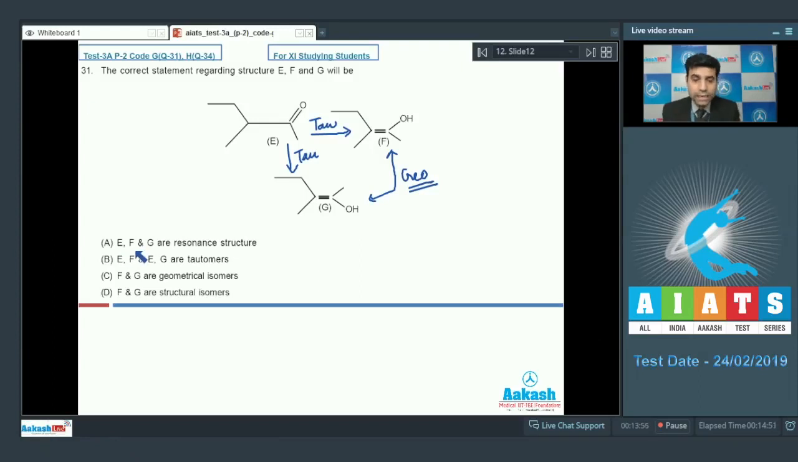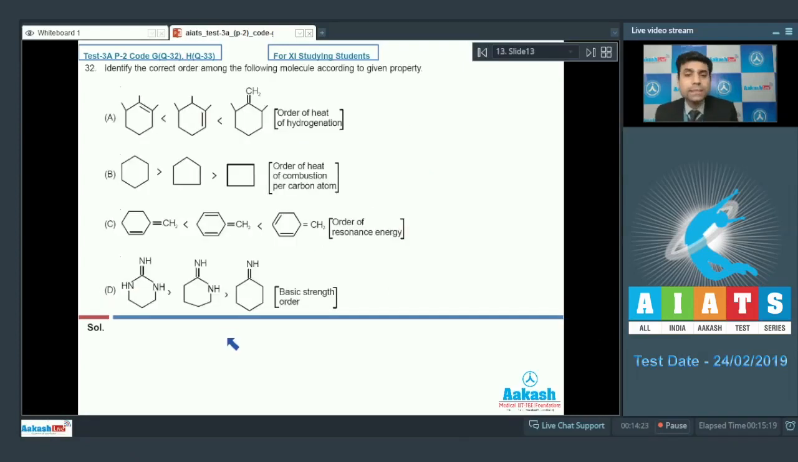The first option says E, F and G are resonance structure, which is wrong. E, F and G are tautomers. So this is right. F and G are geometrical isomers. This is also correct. If I talk about D option, F and G are structural isomers. This is wrong. So the correct answer for this question are option B and C. Now let's move to the next question. This is the next question we have.